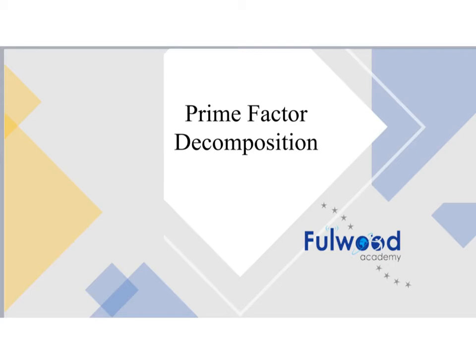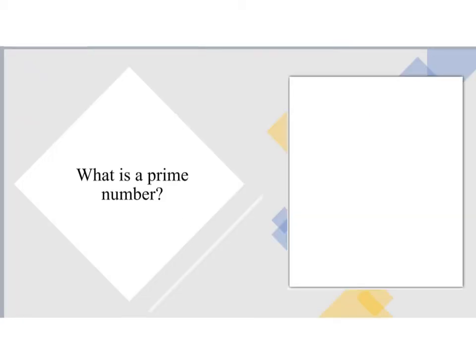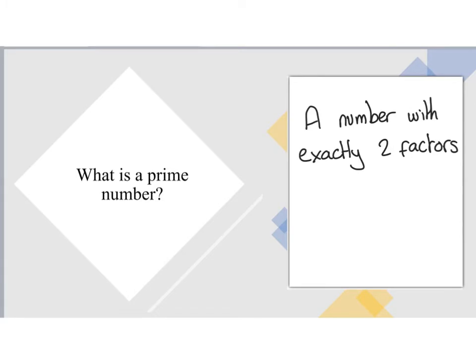This lesson is on prime factor decomposition, or splitting a number into a product of its prime factors. So first of all, what is a prime number? A prime number is a number with exactly two factors. Let's have a look at some examples.